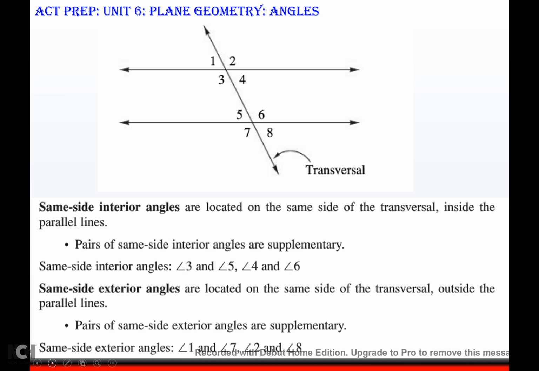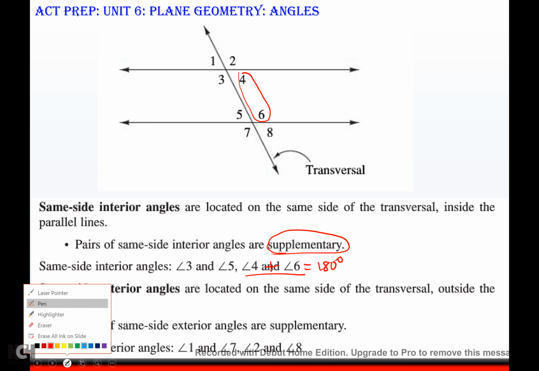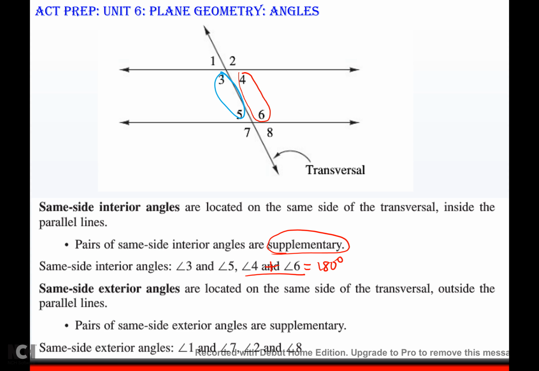Same side interior angles is just what it sounds. They've got to be interior and they've got to be on the same side. So 4 and 6, and those angles are supplementary. They're not equal, but if I add them up, I get 180 degrees. And the other same side interiors would be, change colors here, 3 and 5. Again, they're not equal, but if I add them up, I'm going to get 180 degrees.